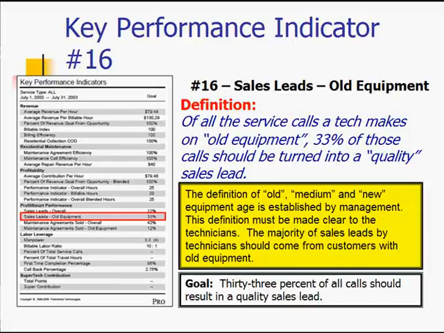And again, when you go through setup, which you haven't reached yet, but when you get through the setup portion of ProfitMaxx, you'll define what's new, medium, and old equipment, both by the type and by the number of years. But when we talk about old equipment, whatever you define that to be, when the technician's out there looking at an old piece of equipment, of all the old pieces of equipment they looked at during the period of time, 33% of those, not 12, 33% of those should be turned into a qualified sales lead.